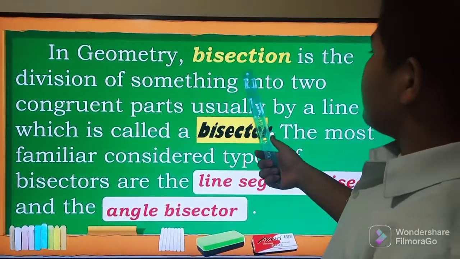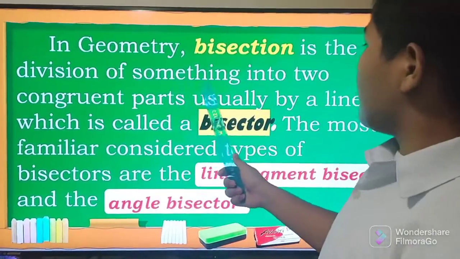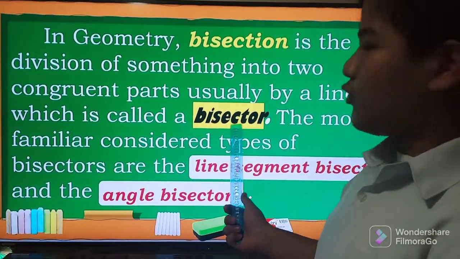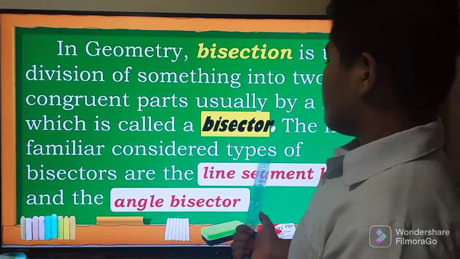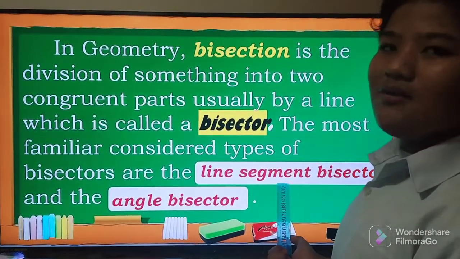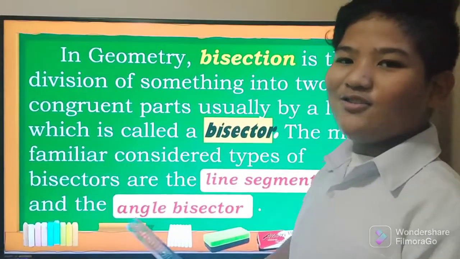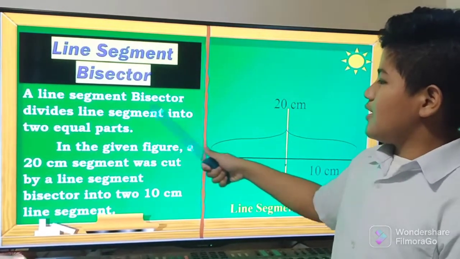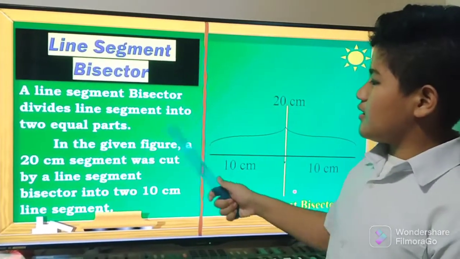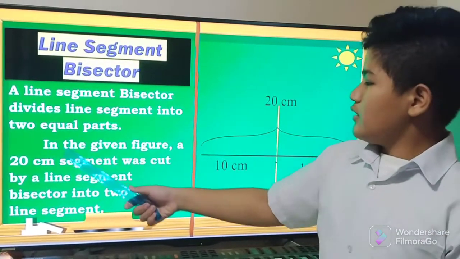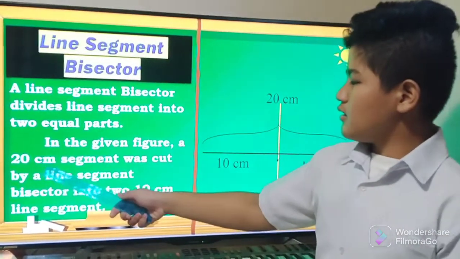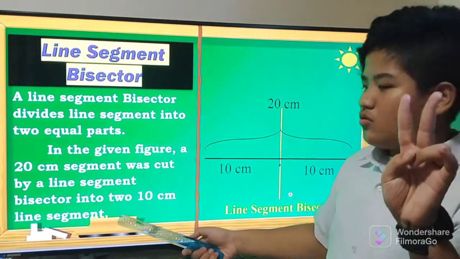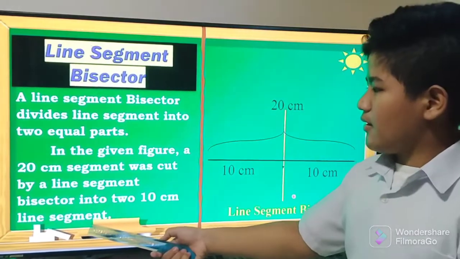In geometry, bisection is the division of something into two congruent parts, usually by a line, which is called a bisector. Familiar types of bisectors are the line segment bisector and the angle bisector. A line segment bisector divides a line segment into two equal parts. In a given figure, a 20 cm segment was cut by a line segment bisector into two 10 cm line segments.